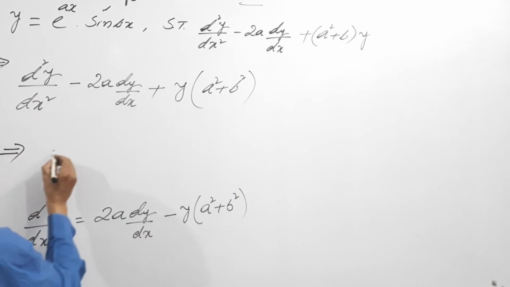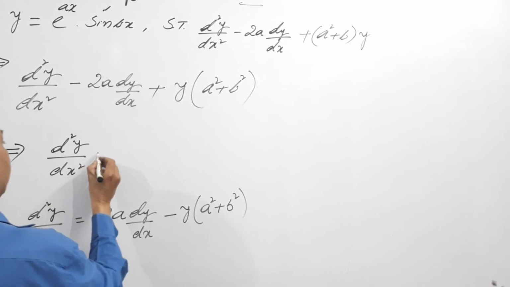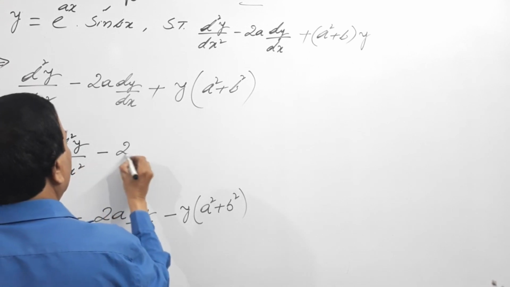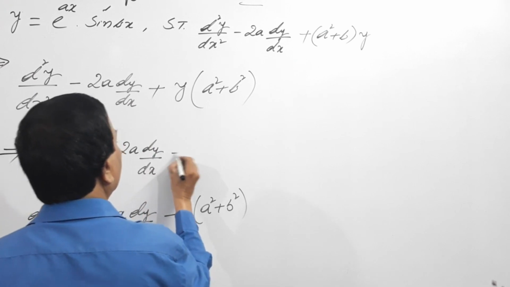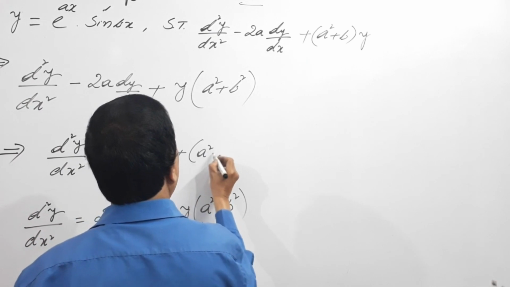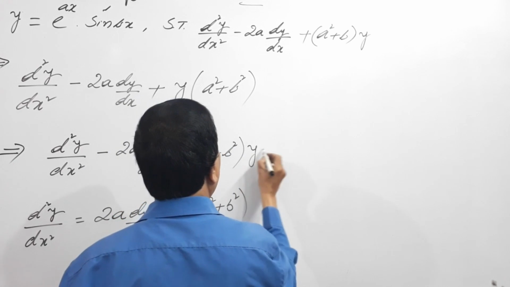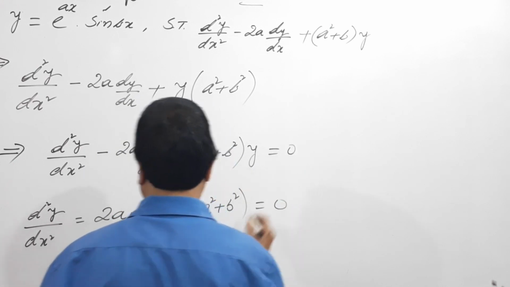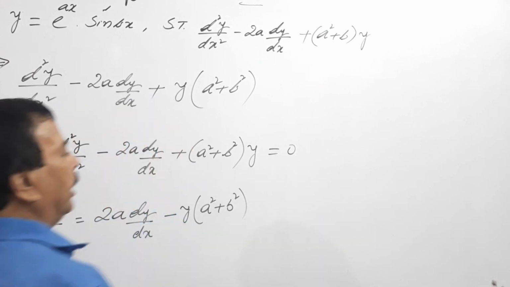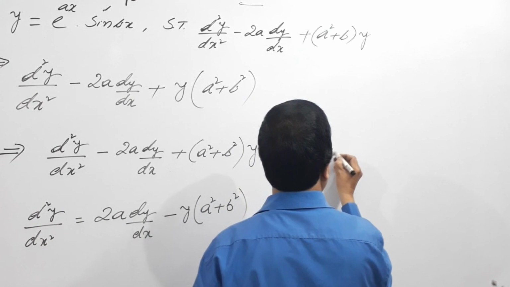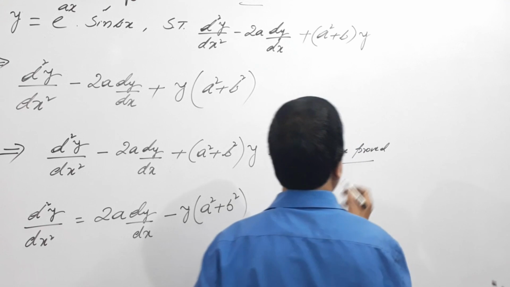So this can be written as d square y by dx square minus 2a dy by dx plus a square plus b square into y equals to 0. Sorry, no 0 here, equals 0. Hence proved.